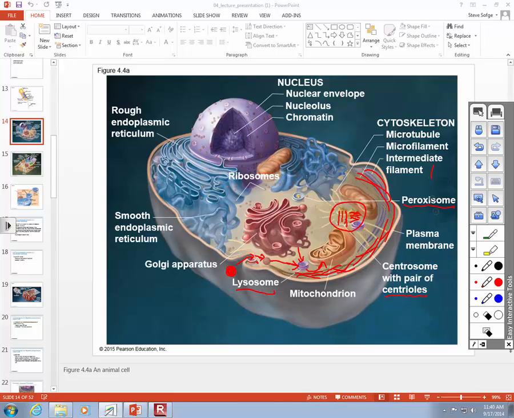Intermediate filaments, I don't usually discuss that at all. So if you're interested in those, it's in the book. I'm not too terribly interested in that, so I'm not going to worry about them. If you're concerned, you're welcome to spend your time worrying about those. I'm not. Okay. And then the last thing, of course, is the outer boundary to the cell, which is the plasma membrane.